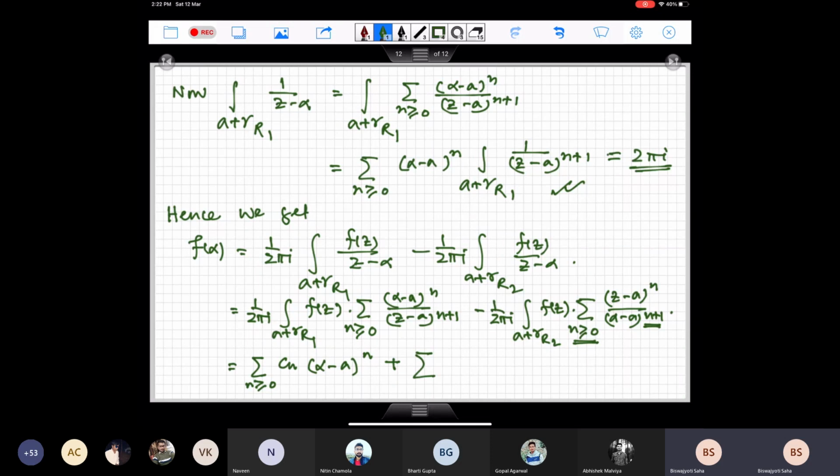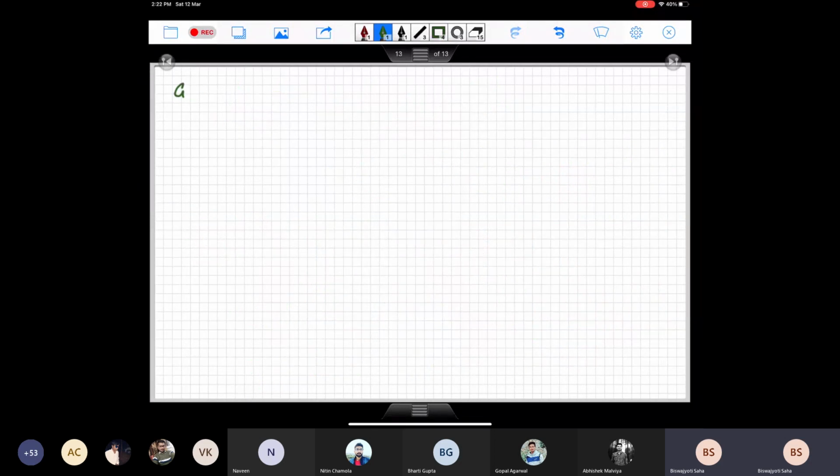So I can write this as the sum over n less than 0 of Dn times (alpha minus a) to the power n. I just need to be careful how I write Cn and Dn. So what's my Cn? For n bigger than or equal to 0, Cn is just 1 over 2 pi i. This is exactly like the power series expansion, exactly whatever we had in the generalized Cauchy integral formula. This is what Cn is, and in the case of Dn I just have to be slightly careful.